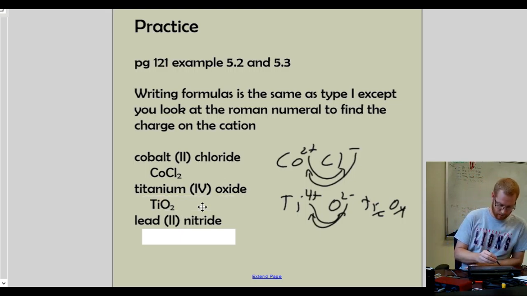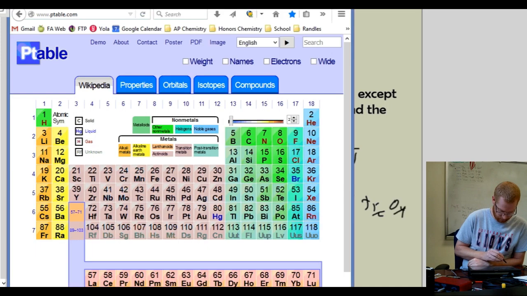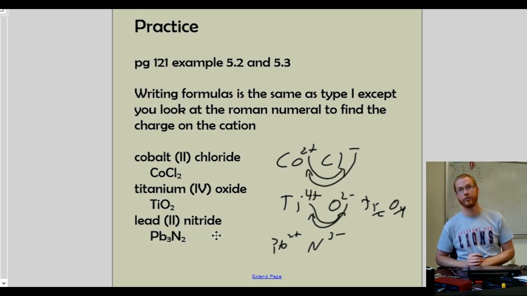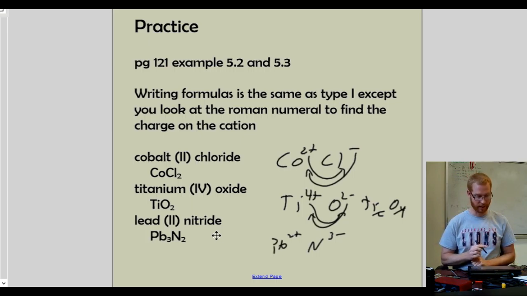Okay? Lead 2 nitride: Pb2 plus, N3 minus, again, nitride. Switch them, Pb3N2. So now you got your type 2 binary compounds. Okay? In the next lesson, we'll talk about how to name type 3 binary compounds.